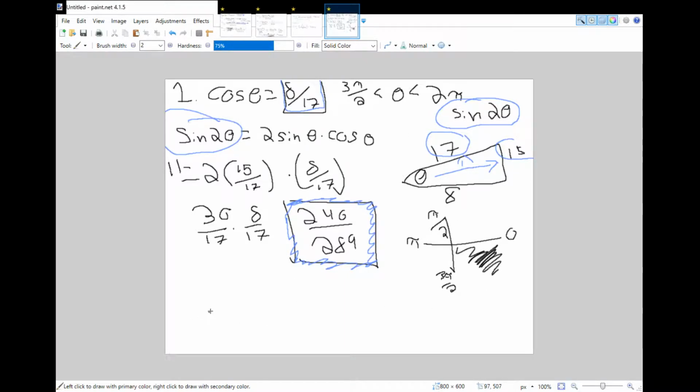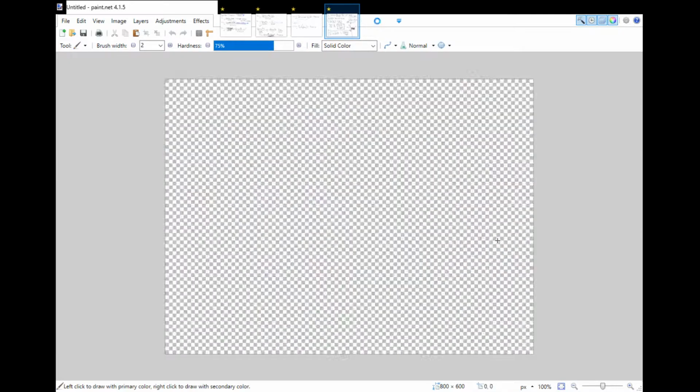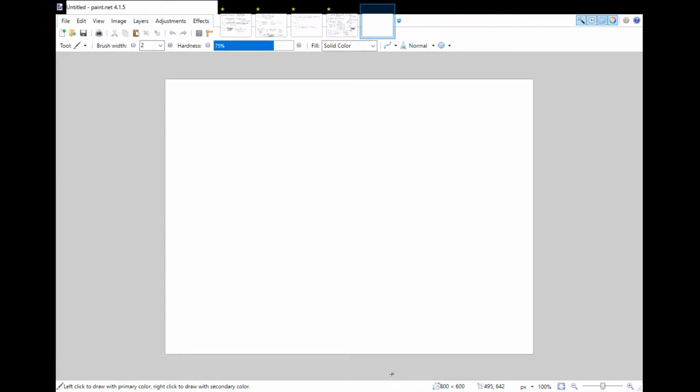So the sine of 2 theta is going to be equivalent to negative 240 over 289, because this fraction cannot be reduced. That is the answer for this, and the way I got this negative is because you have to look at the restraints, and this is between here, which means this quadrant, and sine is negative in this quadrant. Now I'm going to be doing number 3.